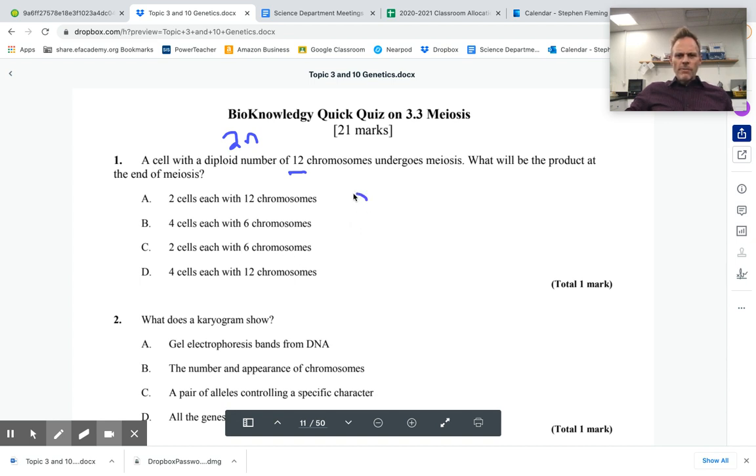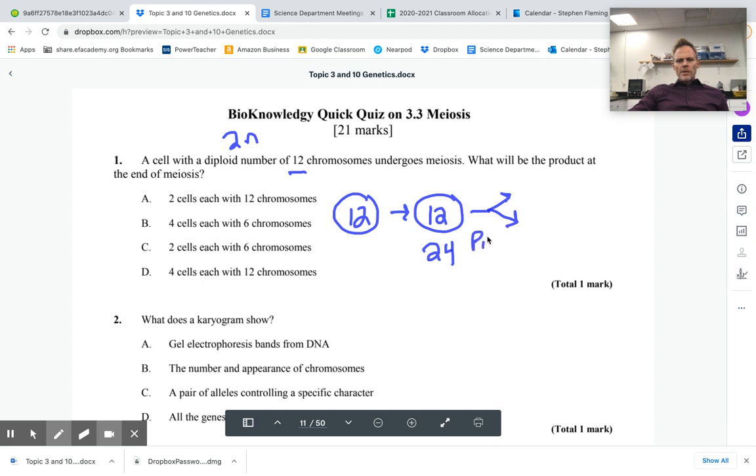So if we have 12 chromosomes there, there's an interphase where we make copies of each one of those, but because they're connected by one centromere, they're still 12 chromosomes, but we have 24 chromatids. Then you have the first stage of meiosis, where you have prophase, metaphase, anaphase, and telophase, where we end up with 2 haploid cells.